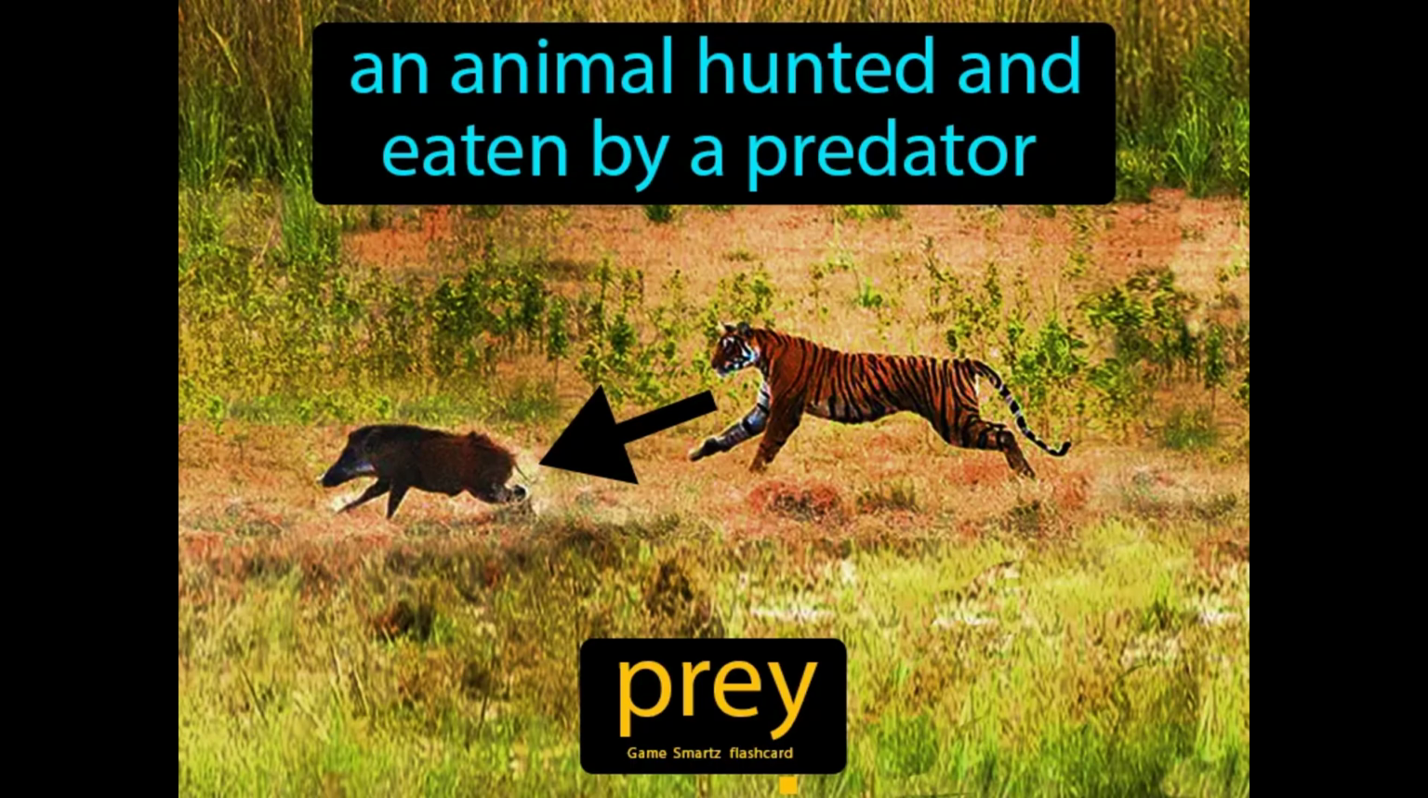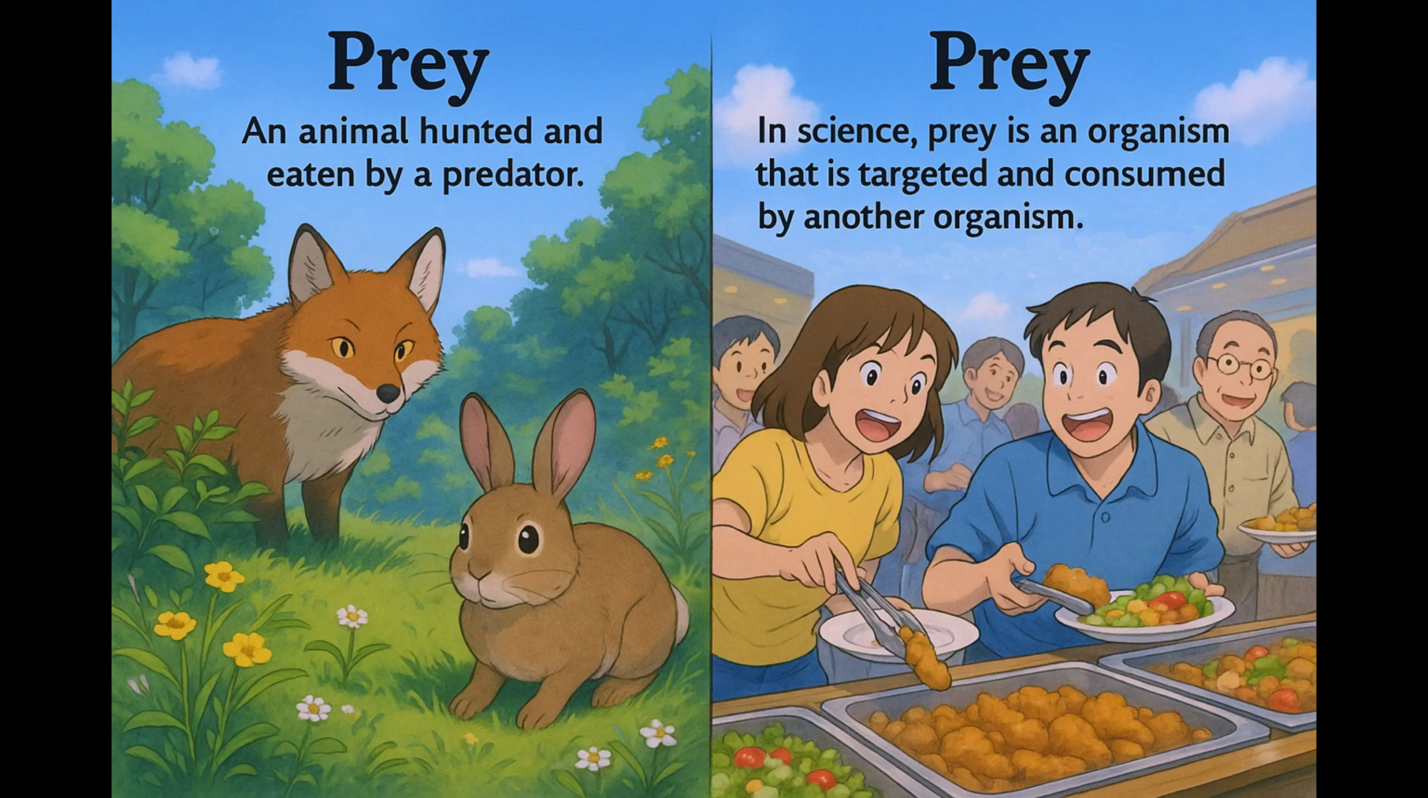An animal hunted and eaten by a predator. Prey. In science, prey is an organism that is targeted and consumed by another organism, known as the predator, for food. Imagine you are at a busy buffet, trying to grab your favorite dish before it's all gone. Just like how you navigate the crowd and reach for the plate quickly before someone else snatches it, prey animals constantly have to be on the move, aware of predators ready to catch them.